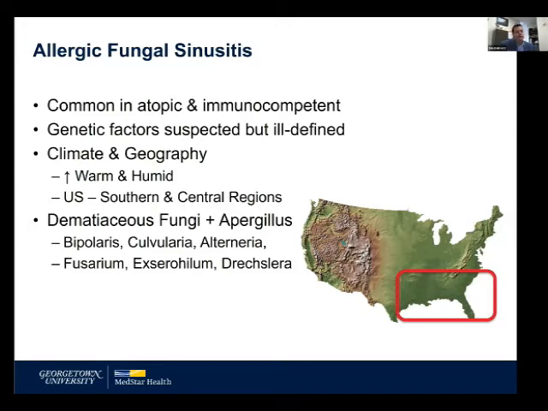Genetic factors are suspected to be involved, but it's really ill-defined, and culture and geography are likely key here. It's more commonly found in warm, humid environments, notably in the U.S. and South and Central regions, notably around the Mississippi River Valley. The common fungi at play are dematiaceous fungi, or basically brown pigmented fungus, and aspergillus.